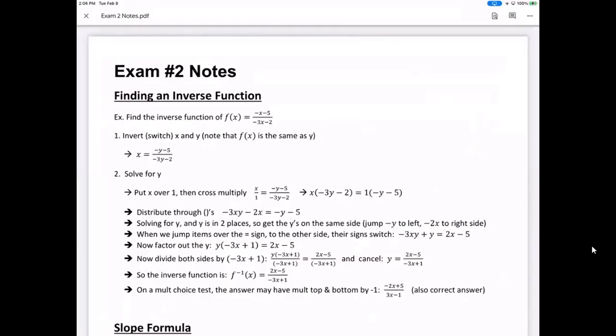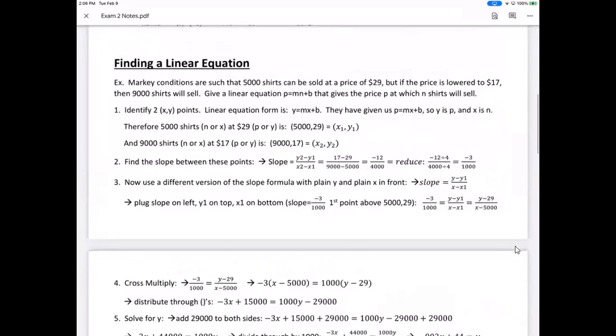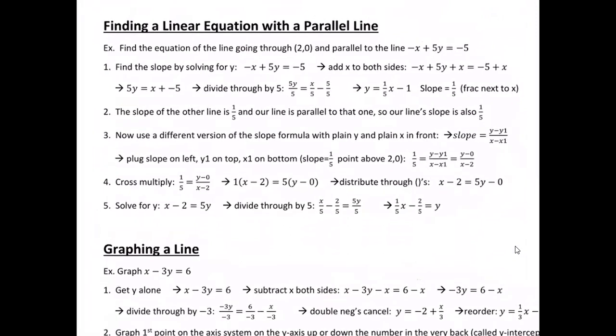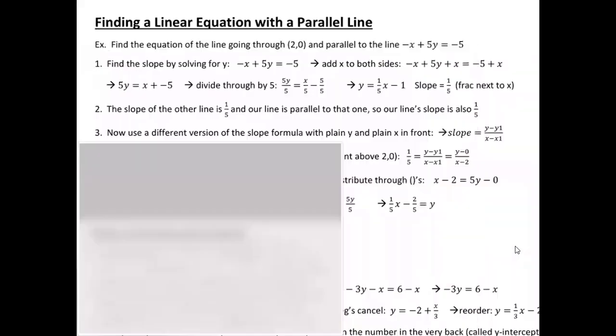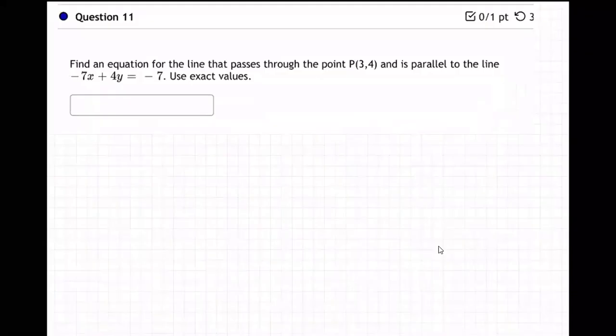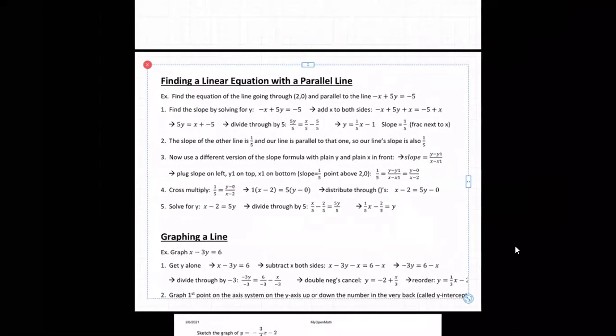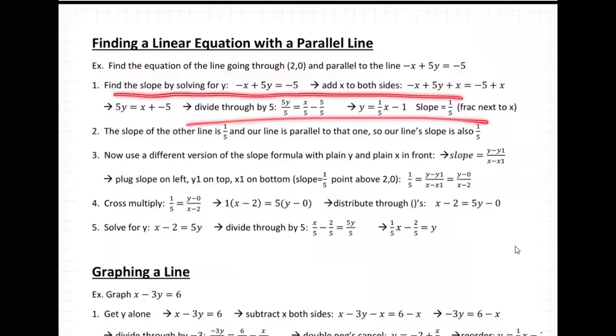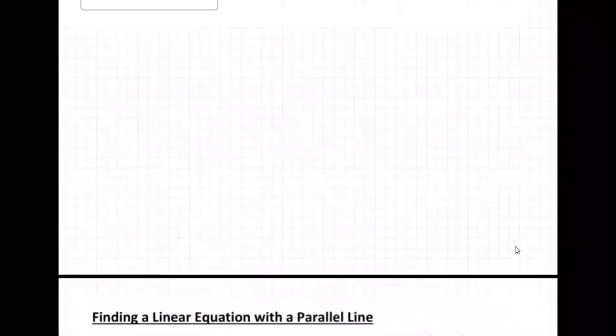So here's the exam 2 notes. If you go down, we're trying to find a linear equation. There it is right there, the one we're doing right now: finding a linear equation with a parallel line. How do you do it? This is from the notes. Find the equation of the line. Step 1, find the slope by solving for y. The slope is the fraction next to x. So that's step number 1.